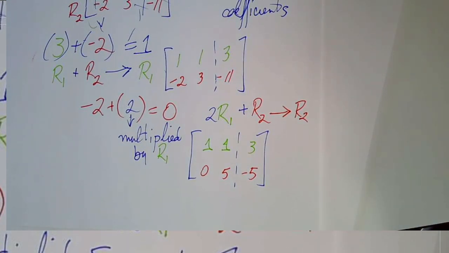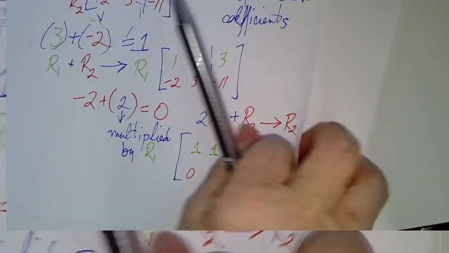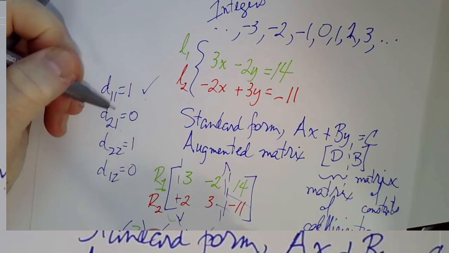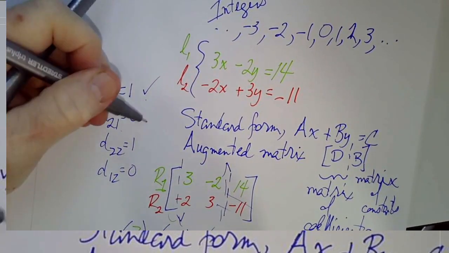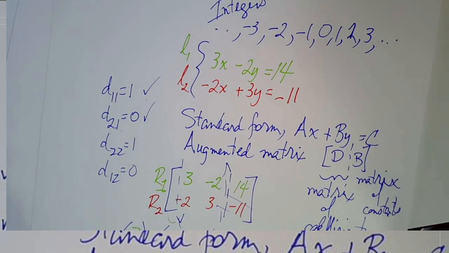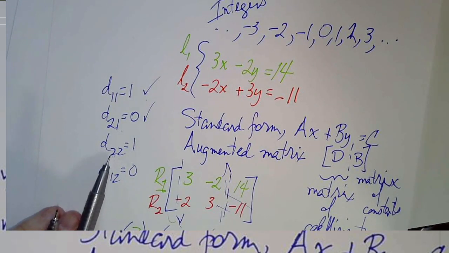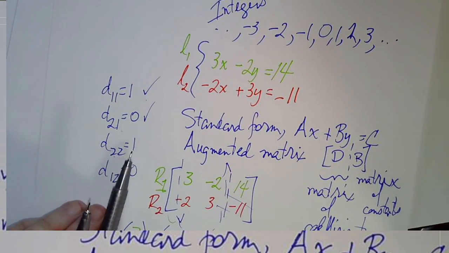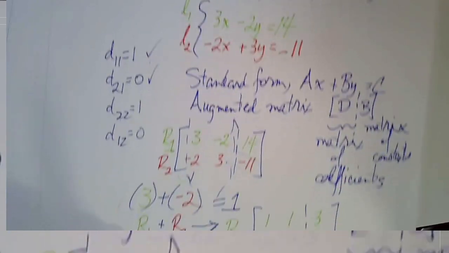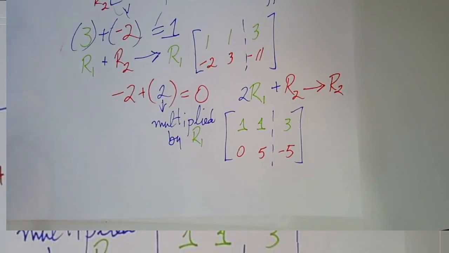We did the second thing, yay! Okay, let's mark it off. We made the second row, first column entry a 0. Now we want to make second row, second column entry a 1. Let's go there.